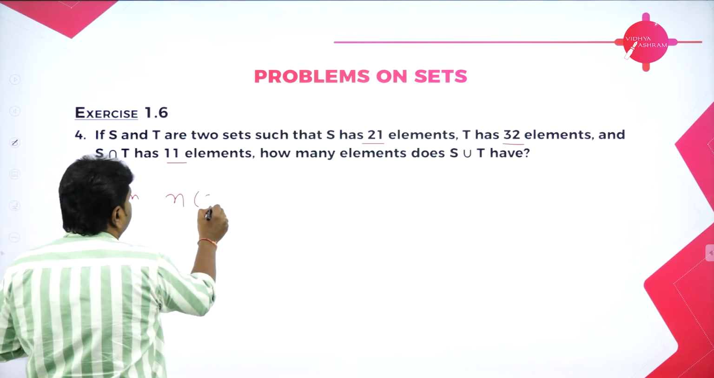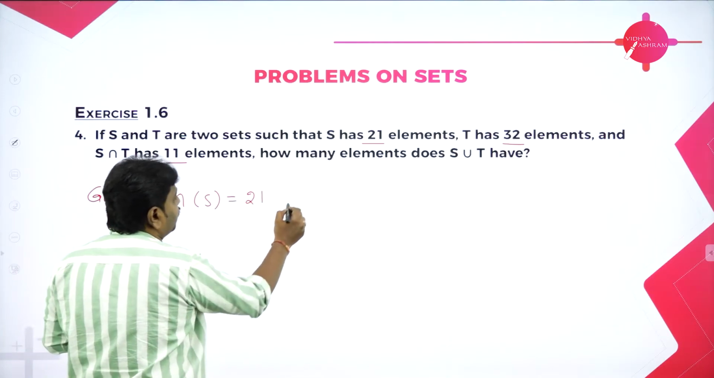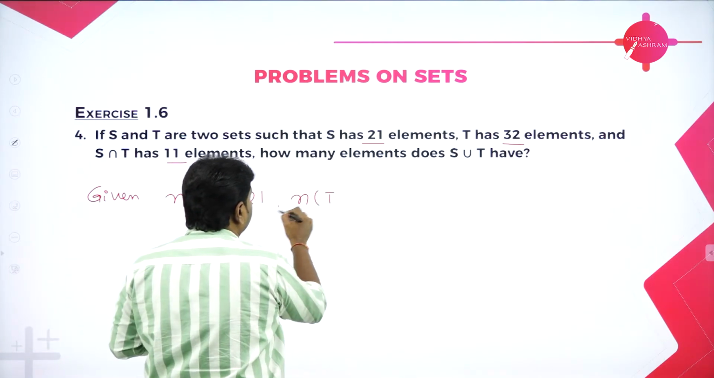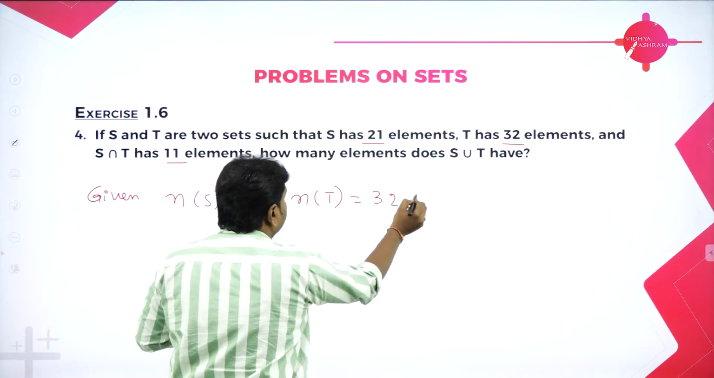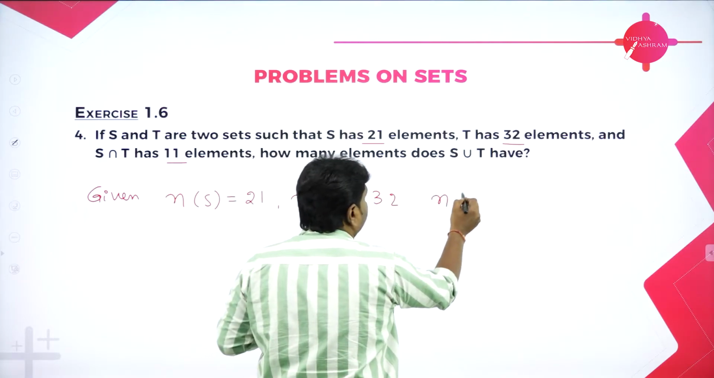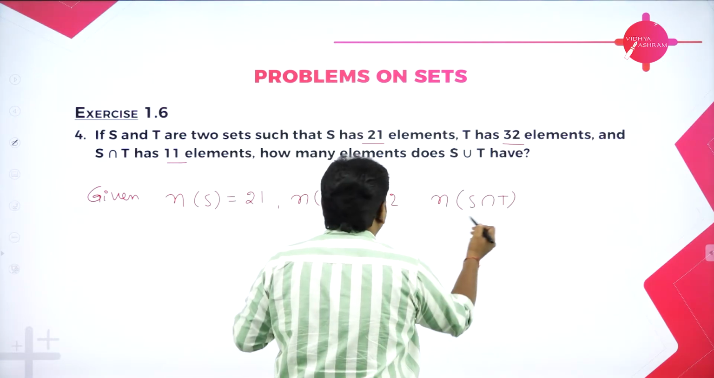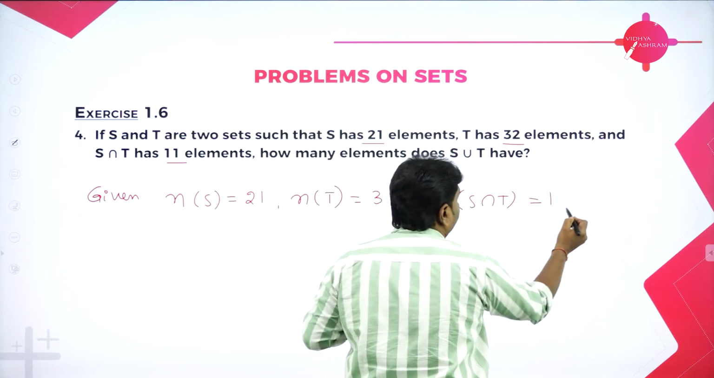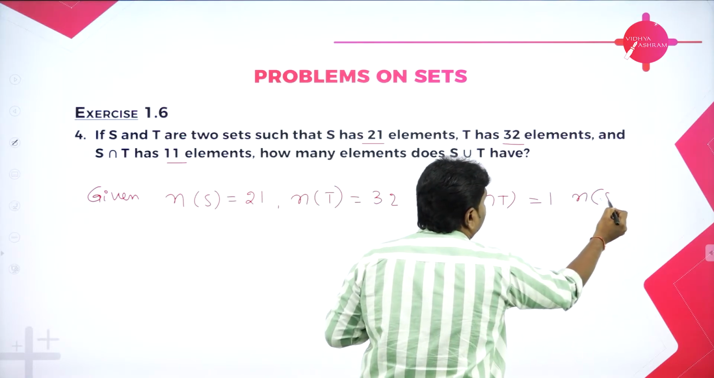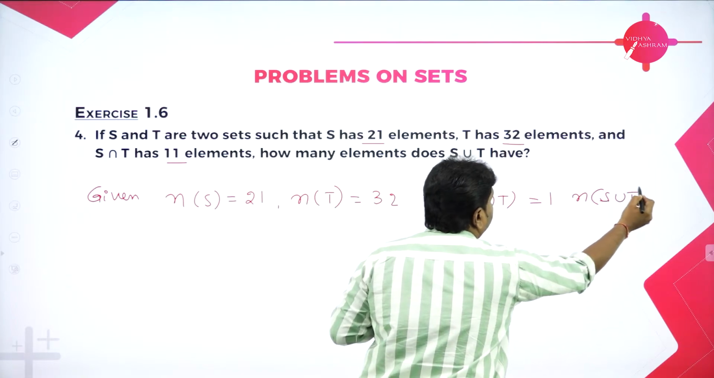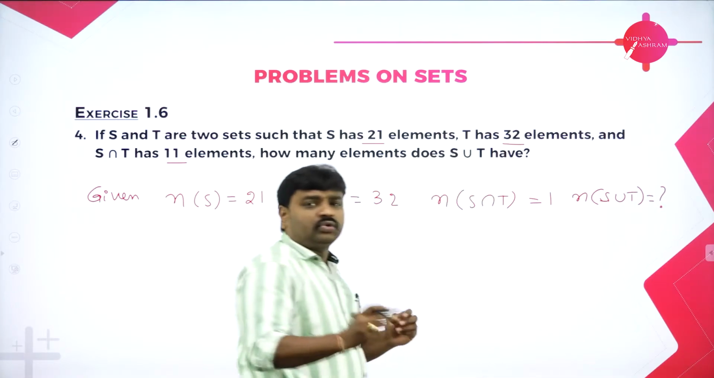N of S, S has 21 elements. Number of elements in T, N of T, that is also given, that is 32. And also they give N of S intersection T, that is 11. They want you to find N of S union T. This is what they want. So now they want you to find union.